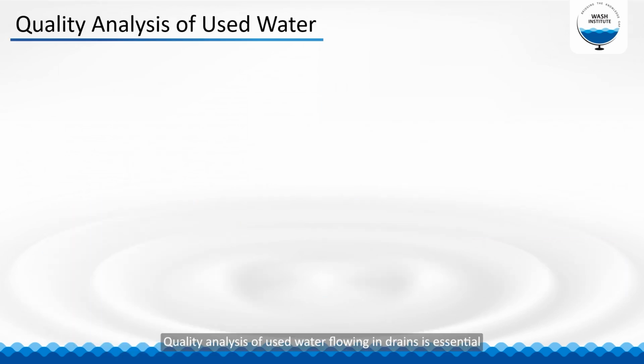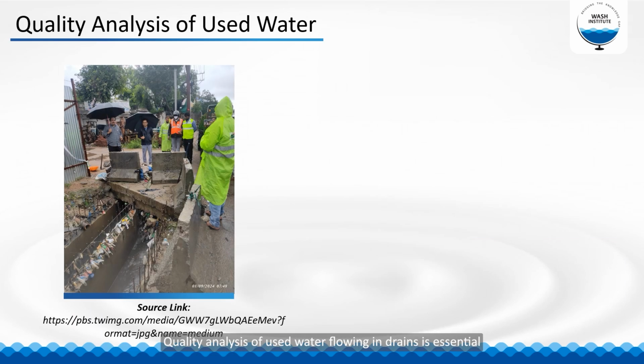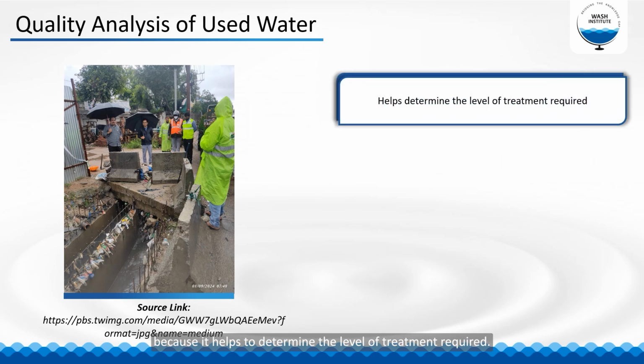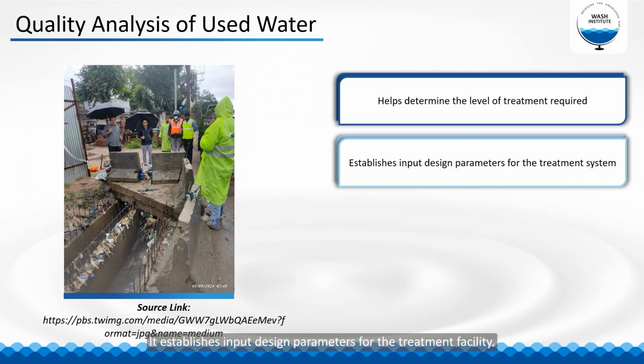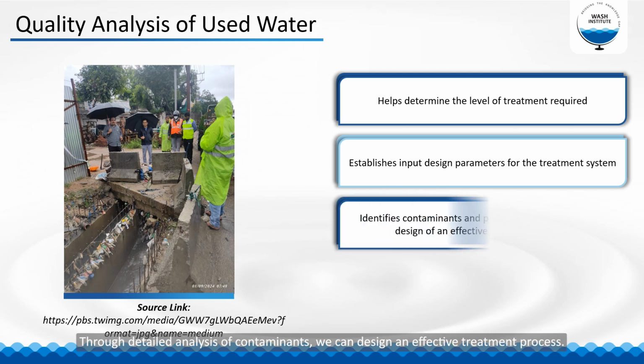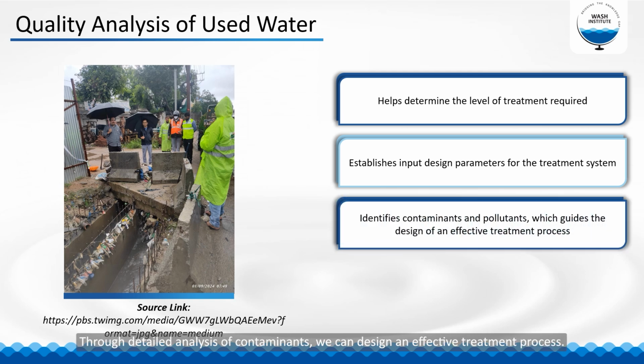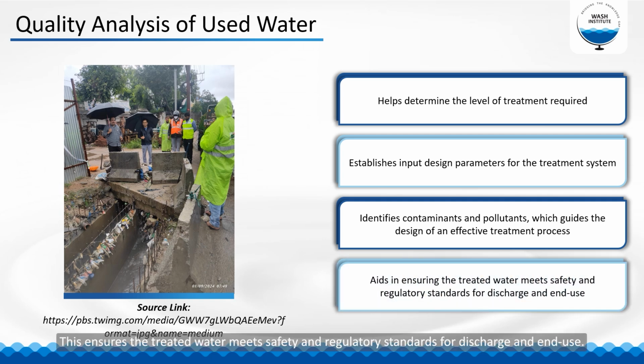Quality analysis of used water flowing in drains is essential because it helps determine the level of treatment required. It establishes input design parameters for the treatment facility. Through detailed analysis of contaminants, we can design effective treatment processes. This ensures the treated water meets safety and regulatory standards for discharge and end use.